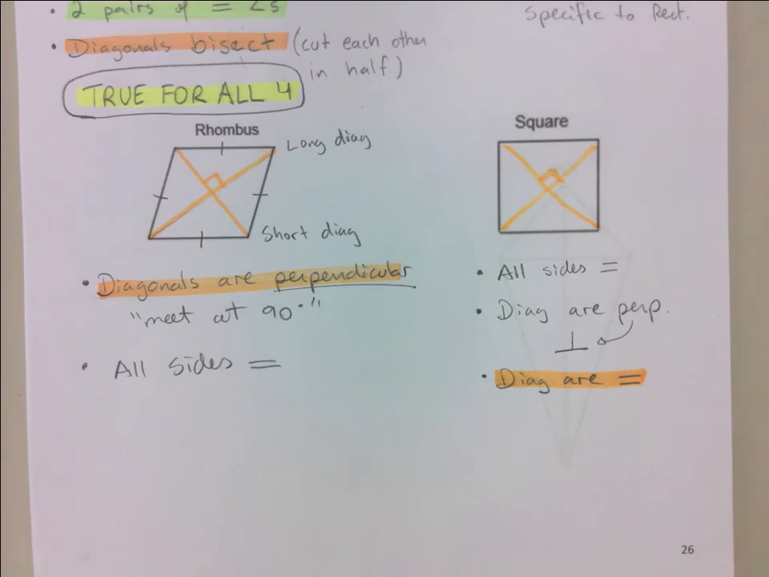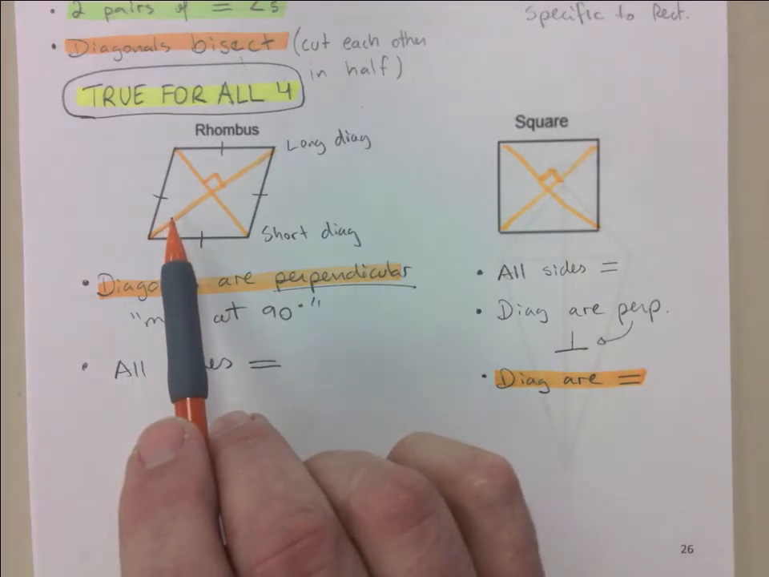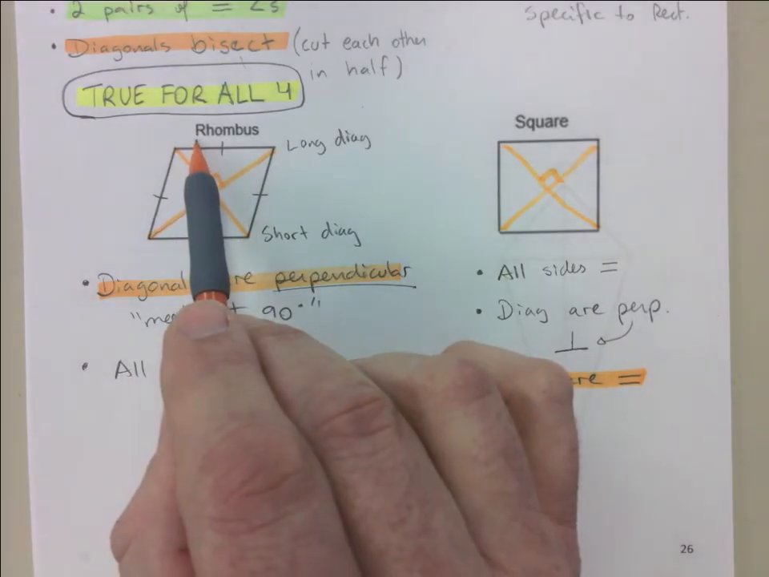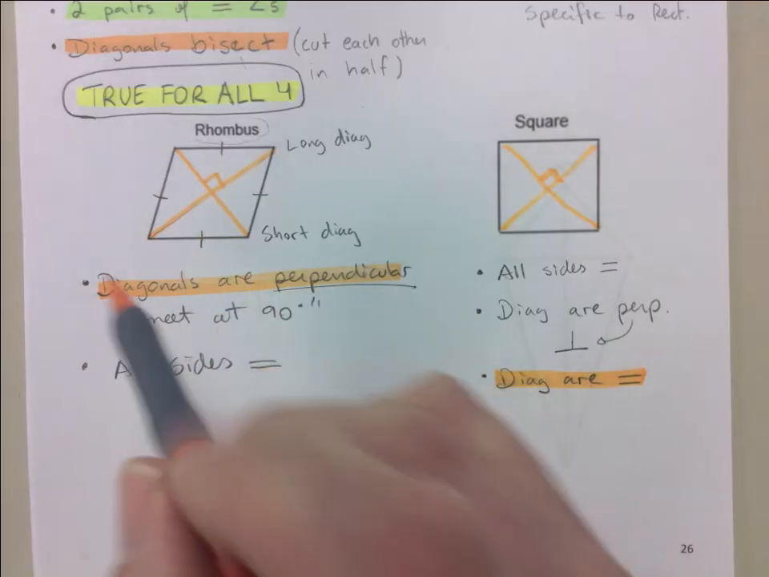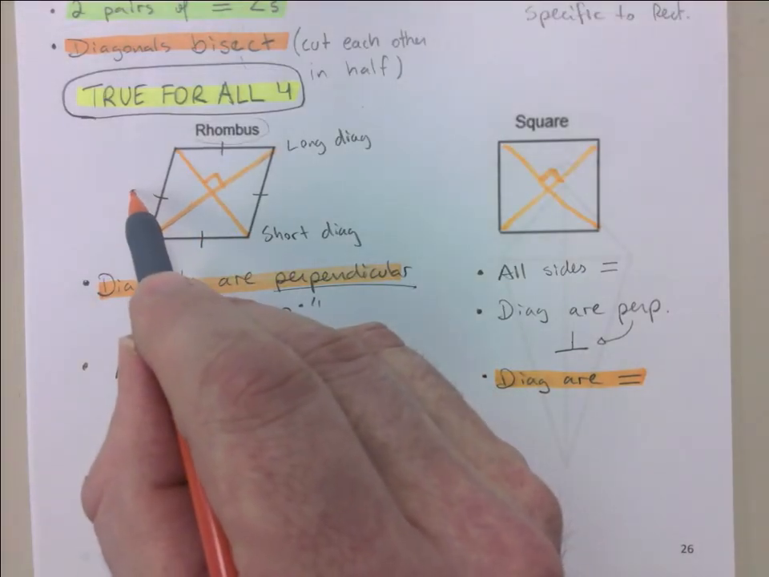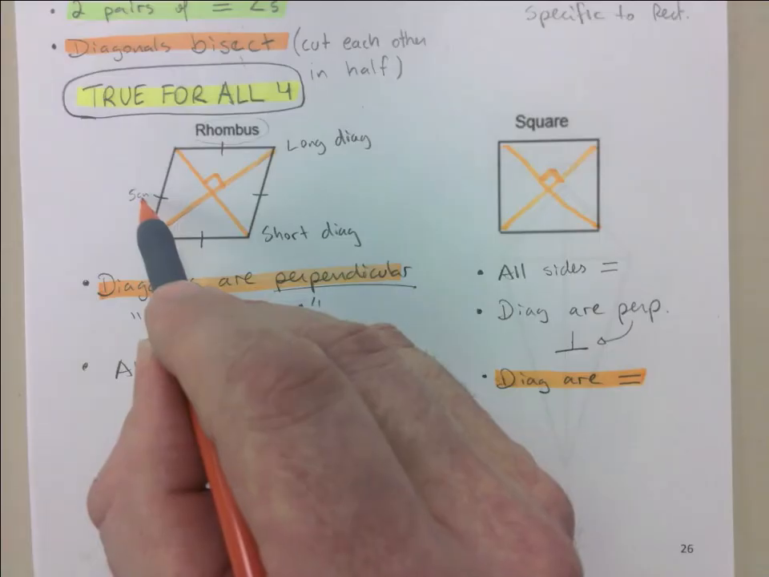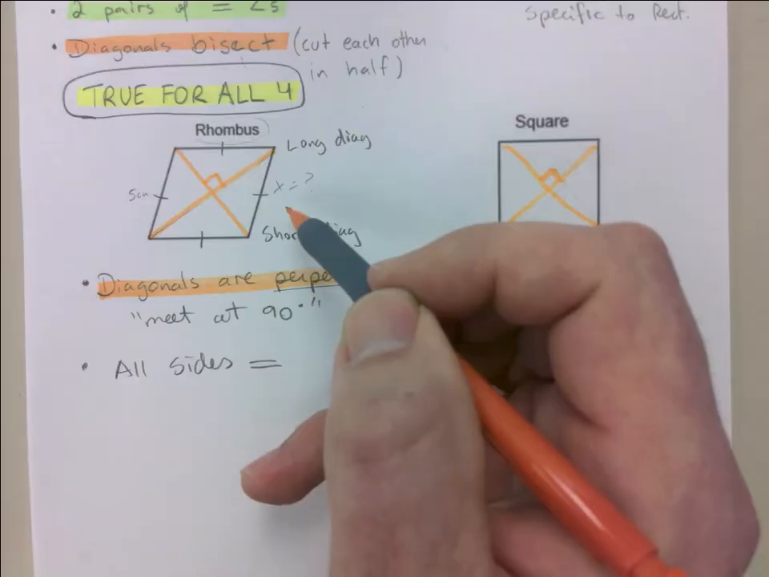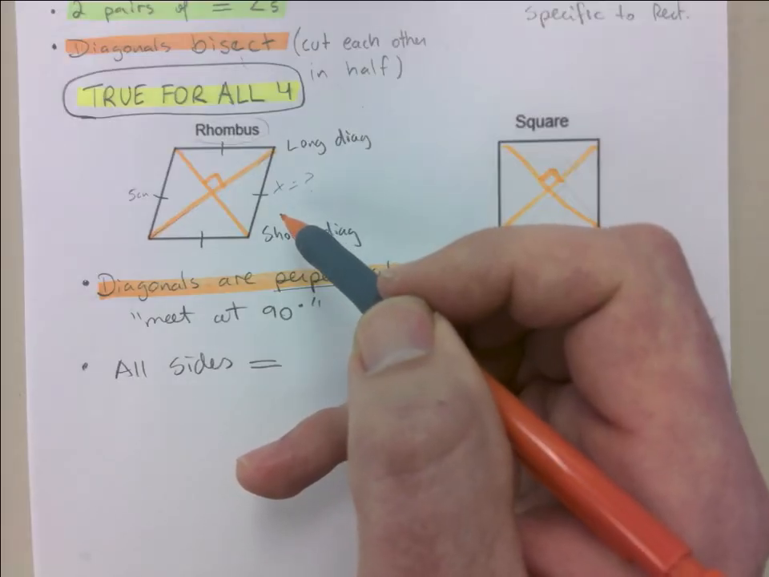Just hang in there, okay? I want to finish this today. This is what I need you to be able to do. If the problem says, hey, look at the rhombus below. If this is 5 centimeters, don't copy this down right now. If this is 5 centimeters, what's this side? They would expect you to know that that's 5, okay?